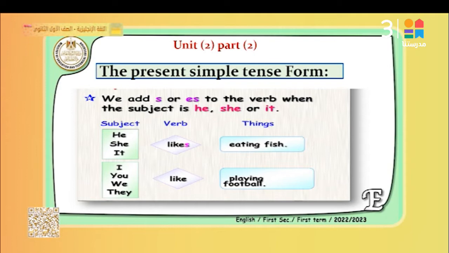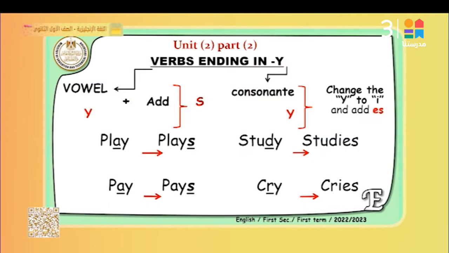Sometimes we change the y at the end of the verb into i before we add s, and sometimes we don't. Look at the rule here. If the verb ends with y and this y is preceded by a vowel, like the verb play, here we find the letter y and before it the letter a. It's a vowel. So here we don't change the letter y.